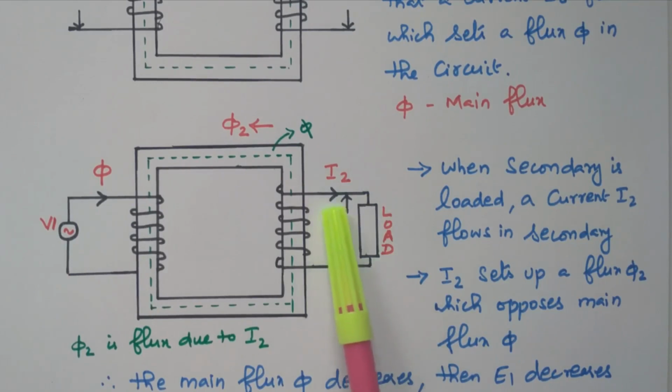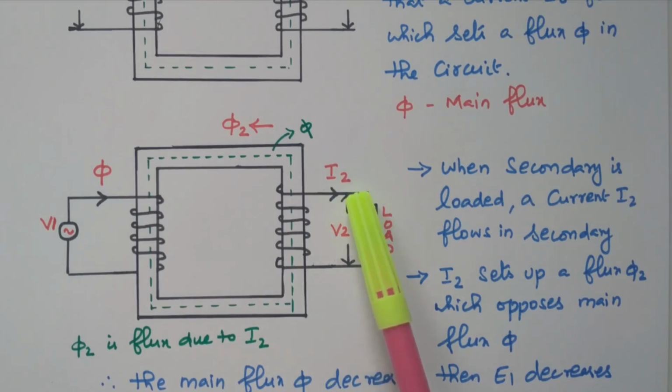So what will happen? Current I2 will flow through the secondary winding. In the previous case the secondary was open, so no current was flowing in the secondary winding, and only a small amount of current I naught was flowing in the primary winding. Now the secondary is loaded, so current I2 is flowing in the secondary winding. This I2 will produce the flux phi 2, because of the rate of change of current.